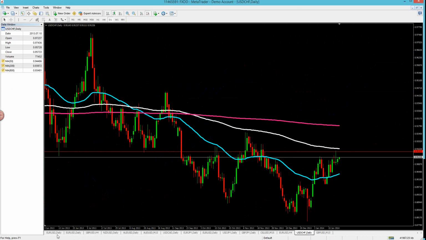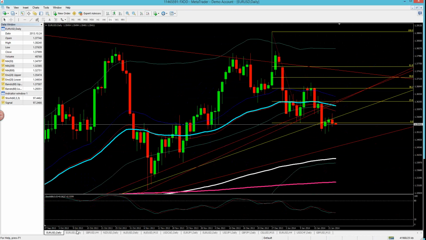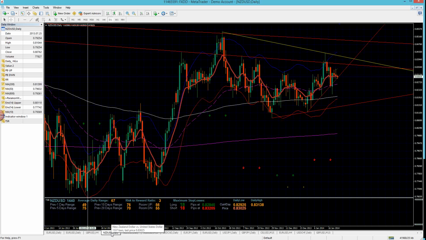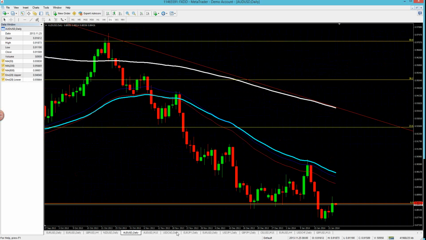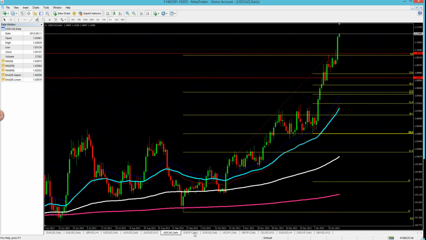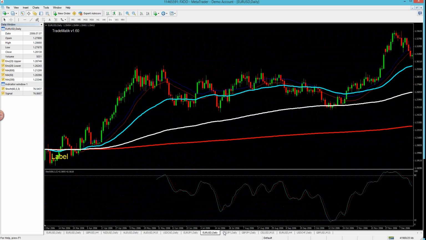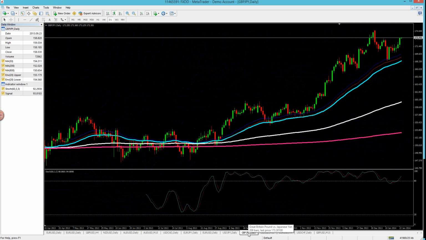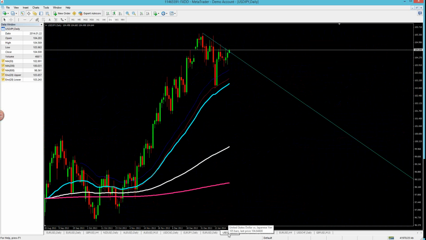So to recap, euro dollar, sell. Pound dollar, sell. New Zealand dollar, we don't have a call for that one today. Aussie dollar, sell. Dollar CAD, buy. Euro yen, buy. Dollar yen, buy. And a pound yen, buy as well.